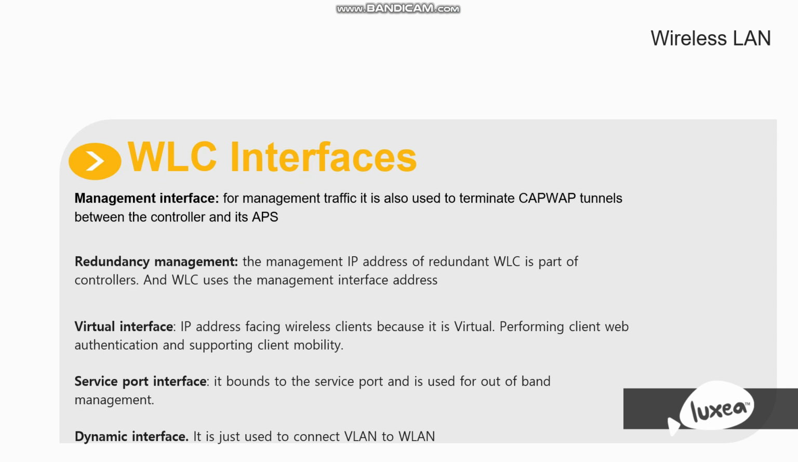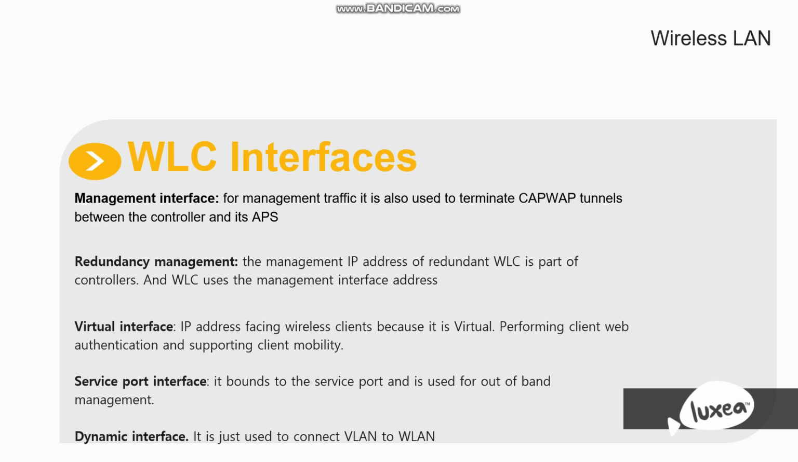WLC interfaces. Each interface is assigned to a physical port and VLAN ID, and Cisco controllers support 5 different interfaces. The management interface is for management traffic. It is also used to terminate CAPWAP tunnels between the controller and its APs. By the way, CAPWAP is Control and Provisioning of Wireless Access Points. It enables a central wireless LAN access controller to manage a collection of WTPs.